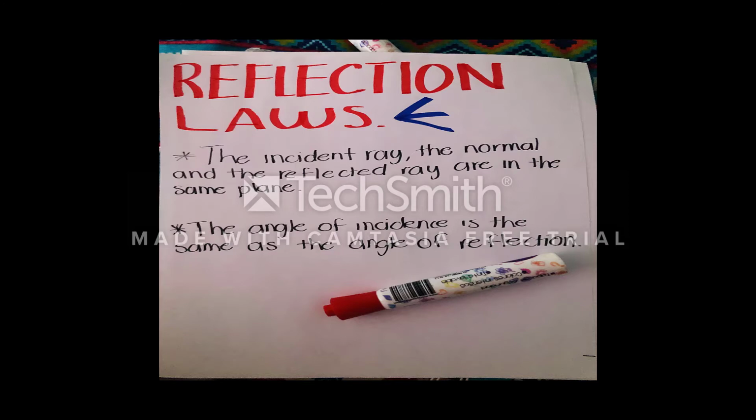It is important to know the laws of reflection in this case. First, the incident ray, the normal, and the reflected ray are in the same plane. Second, the angle of incidence is the same as the angle of reflection. Now, knowing all this, let's see an example.